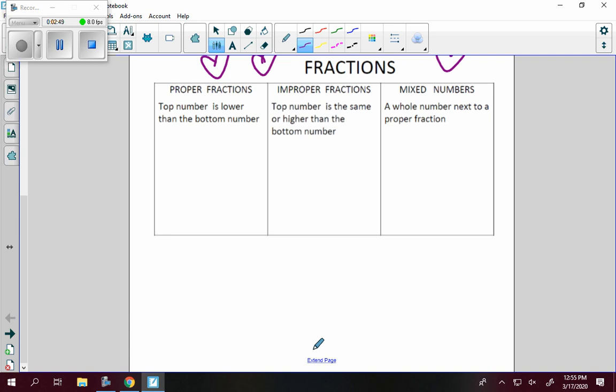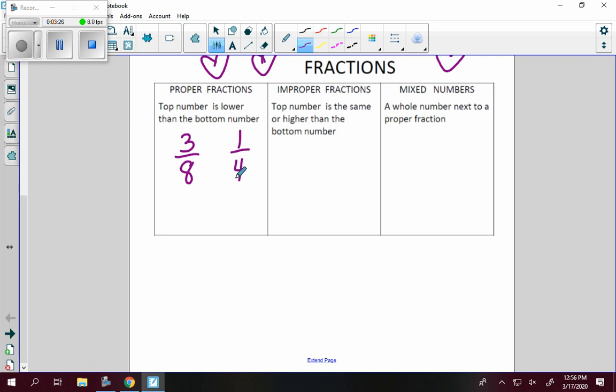Proper fractions, if you think about the word proper, if you go out to eat and you're at a restaurant and there's food all over the floor, or people just don't know how to behave, man, let me start that over. Proper, you go out and there's not food on the floor, people are behaving, then you think that it's proper, it just looks right, which means a fraction that looks right is when the top number is lower than the bottom number. So you would have something like 3/8 or 1/4.